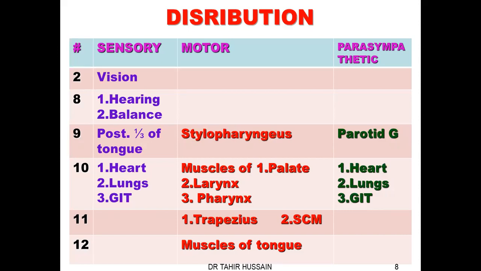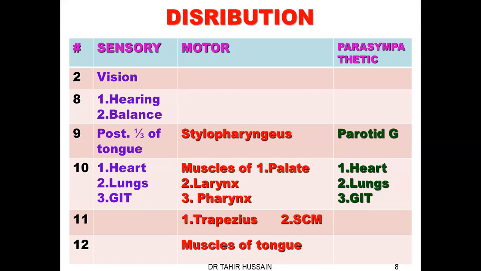Distribution or function of these nerves. Second cranial nerve, the function or distribution is vision, and eighth is for hearing and balance. Ninth cranial nerve is sensory for the posterior one third of the tongue, general sensation, pain and temperature, as well as taste sensation. And it is motor only for one muscle, that is the stylopharyngeus muscle of the pharynx, and it is parasympathetic to the parotid gland.